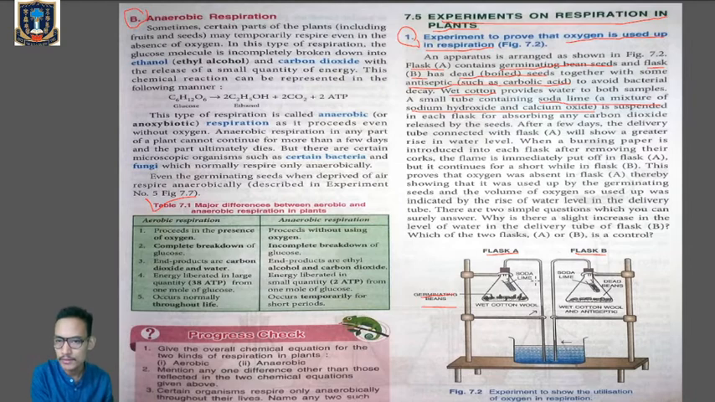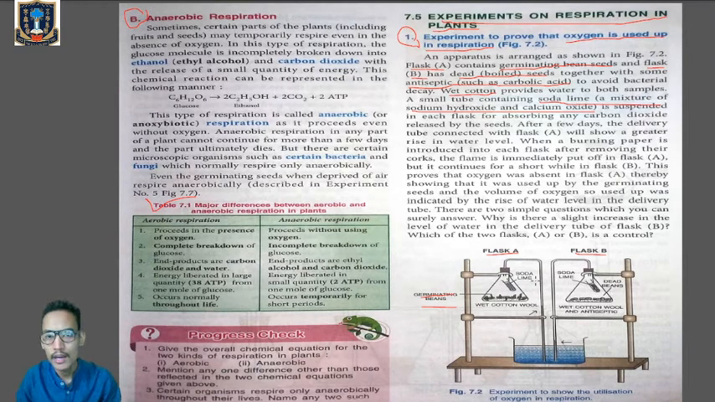These are the requirements: flasks A and B, germinating bean seeds, dead bean seeds, and an antiseptic, for example carbolic acid. We require wet cotton wool to provide water. Then we require a small test tube that contains the soda lime, a mixture of sodium hydroxide and calcium oxide. Now, listen to the uses of carbolic acid and soda lime.